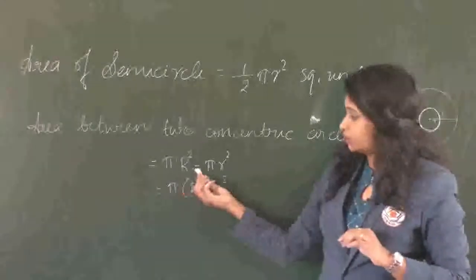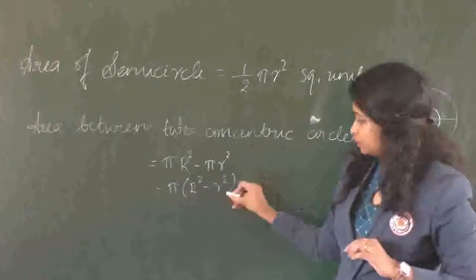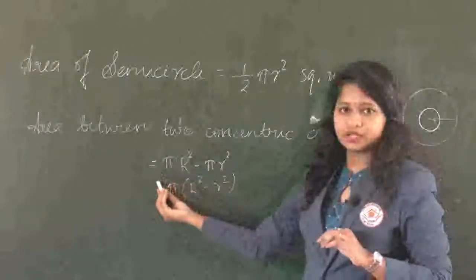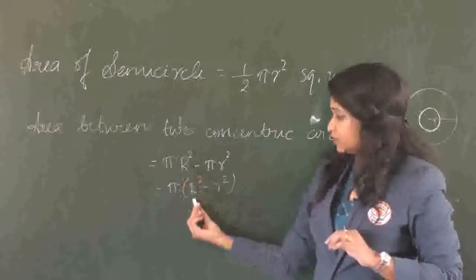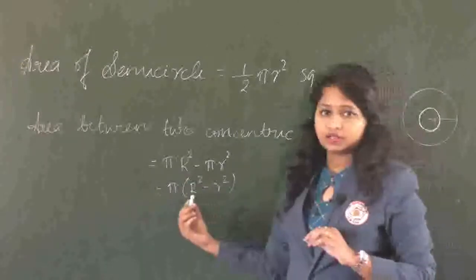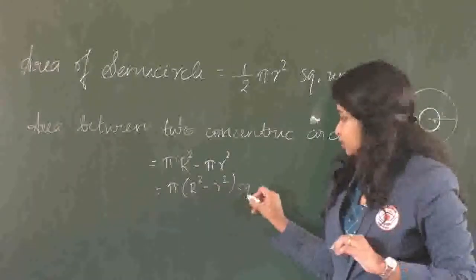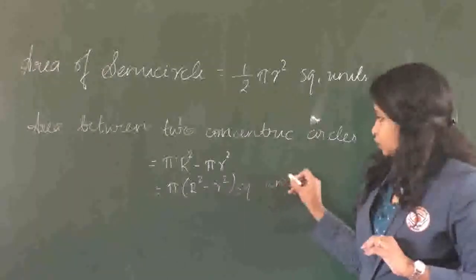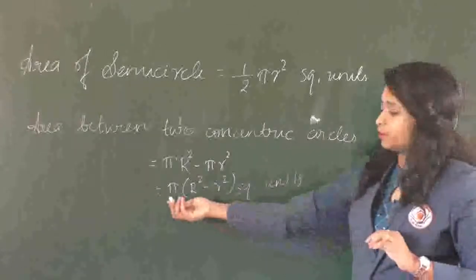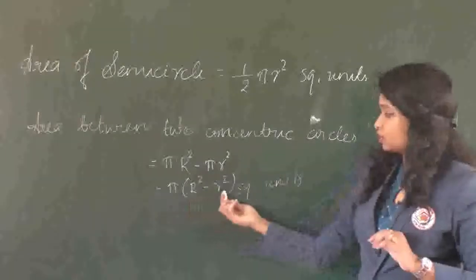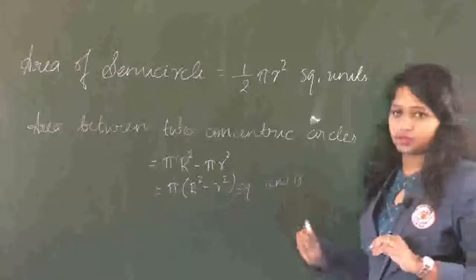Here we have capital R, here small r. Now let's take pi outside. Pi is taken outside. So inside we can put R square minus r square, square units. So the area between two concentric circles is pi into R square minus r square, square units.